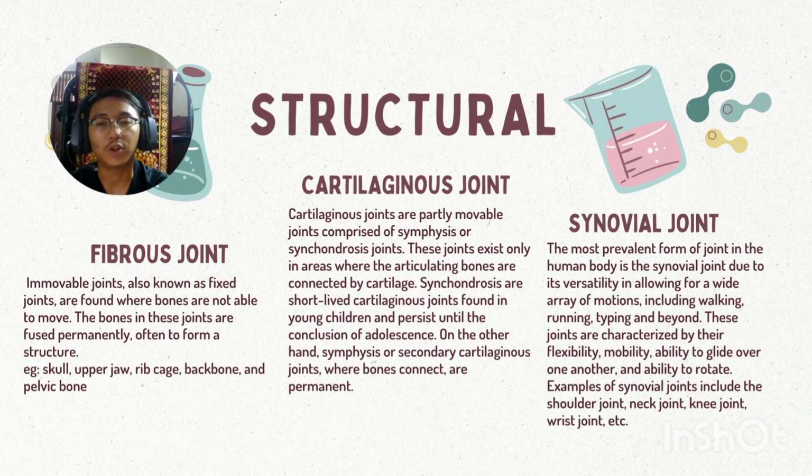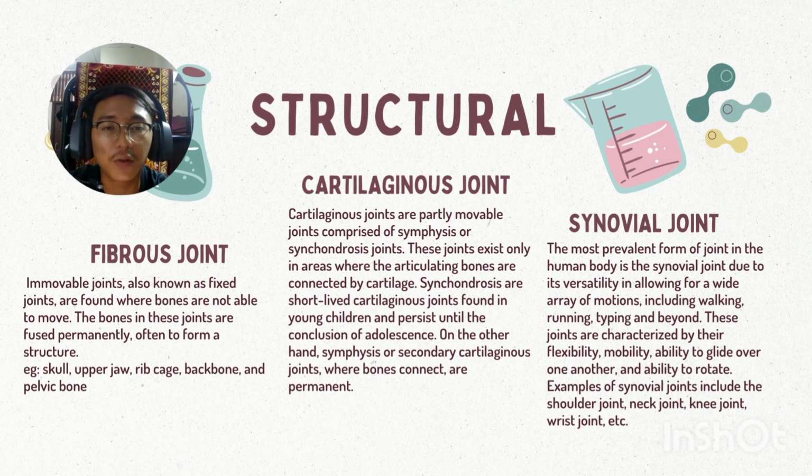Fibrous joints, also known as immovable or fixed joints, are found where bones are not able to move. The bones in this joint are fused permanently, often to form a structure. Examples are the skull, upper jaw, ribcage, backbone, and pelvic bone. Cartilaginous joints are partly movable joints, comprised of symphysis or synchondrosis joints. These joints exist only in areas where the articulating bones are connected by cartilage. Synchondroses are short-lived cartilaginous joints found in young children and persist until the end of adolescence. On the other hand, symphyses, or secondary cartilaginous joints, where bones connect, are permanent.